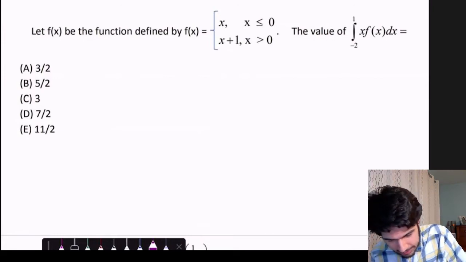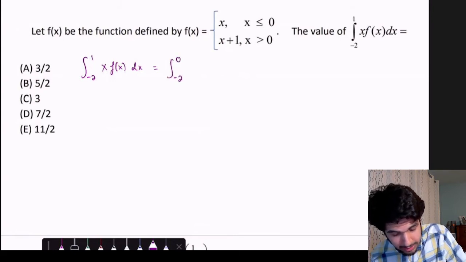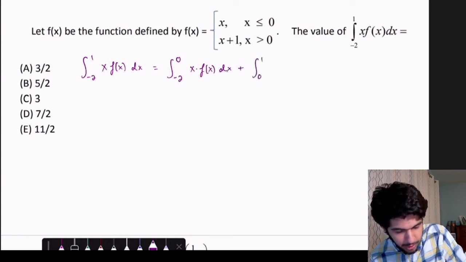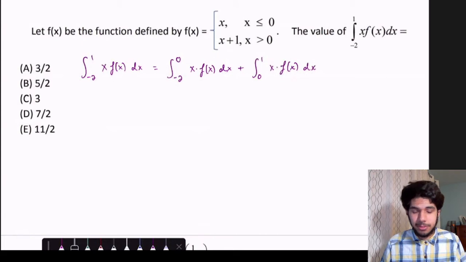So what I mean by that is the integral from -2 to 1 of x times f of x dx is going to be equal to the integral from -2 to 0 of x times f of x dx, plus the integral from 0 to 1 of x times f of x dx. And the reason we do this is because now when we need this f of x, we need to put some quantity in there, now we're able to do that safely.